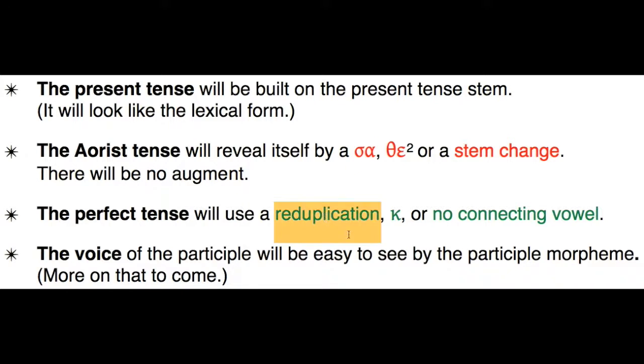And the perfect tense, guess what? Reduplication, kappas, and in the middle passive, no connecting vowel. Clues that we already know for the perfect tense. Now the voice of the participle won't be recognized by the personal endings, right? Because there are no personal endings with participles. So the voice of the participle will be revealed by the participle morpheme, which is a little connecting glob of letters in between the participle, which will make it very easy for us because they'll do two things. They'll say, hey, I'm a participle, and then they'll also say, I'm active or I'm middle passive. So more on that to come.